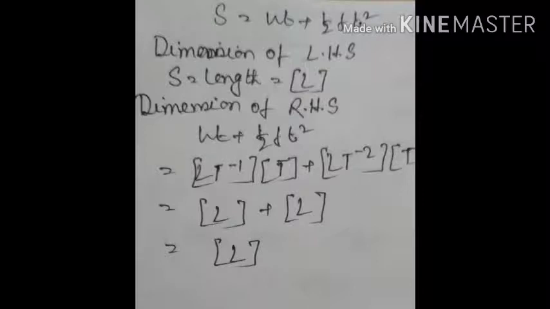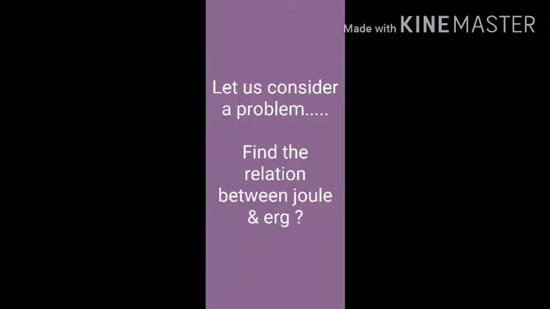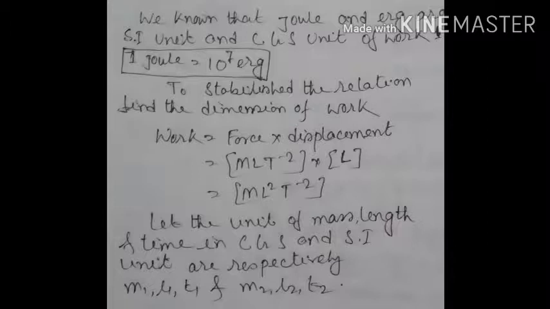This is why we can make a relation between two measurement systems. We will explain this later. Now let us consider a problem to make this relation. The problem is to find the relation between joule and erg. We all know that joule and erg are the SI and CGS units of work. So we have to make the relation.